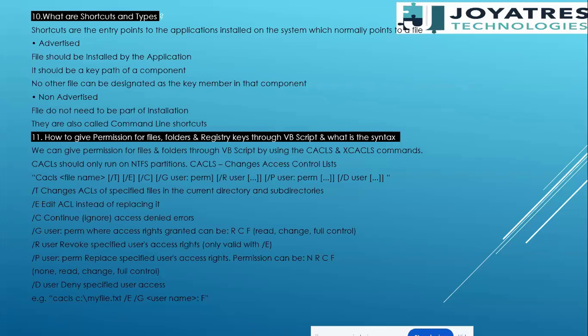/P is going to replace the permission as per the user access right. Permission can be N for none, R for read, C for change, F for full control. And /D is to deny the specified user. If the user is denied that access, then it is going to ignore that.